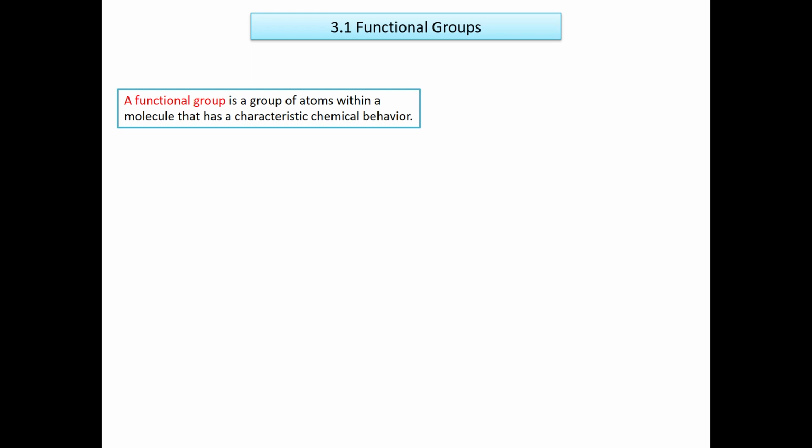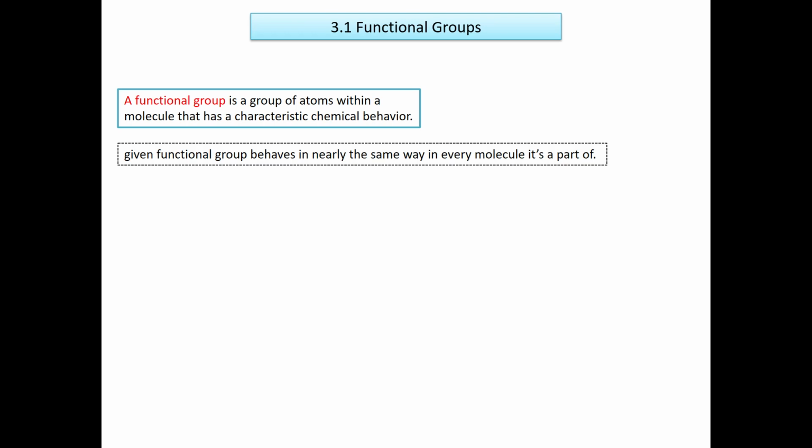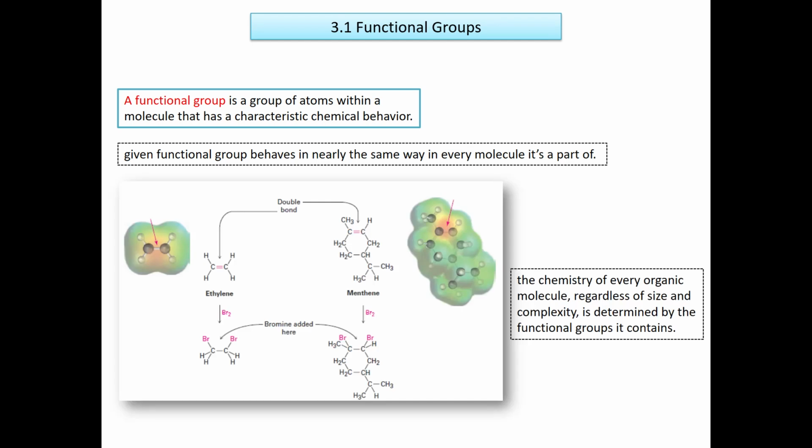If we talk about functional groups, a functional group is a group of atoms within a molecule that has a characteristic chemical behavior. A given functional group behaves in nearly the same way in every molecule that it's part of. Here we have, for example, a functional group that is a double bond in two different environments, two different molecules, and here we can see how the reactivity is quite similar.